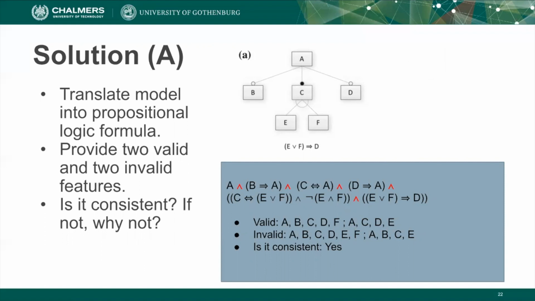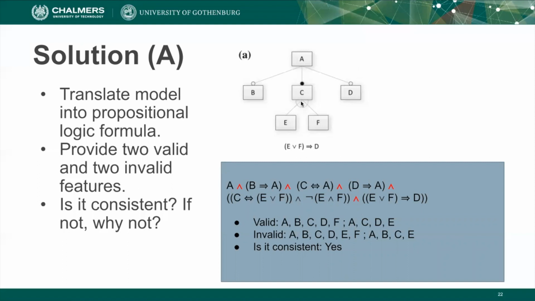All right, so for model A, we can translate this into the following formula. A is just there, it's true, it's our root. B is an optional feature, but if it's chosen, that implies A, so B implies A. C is a mandatory feature, so C is equivalent to A. If we choose A, we must choose C. If we choose C, we must choose A. And D is another optional feature, so D implies A. So if we choose D, we must have chosen A. This is not true in reverse. If we choose A, we can skip D.